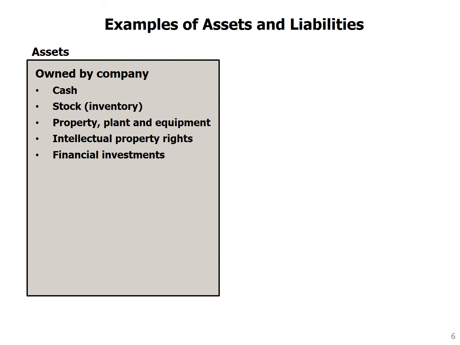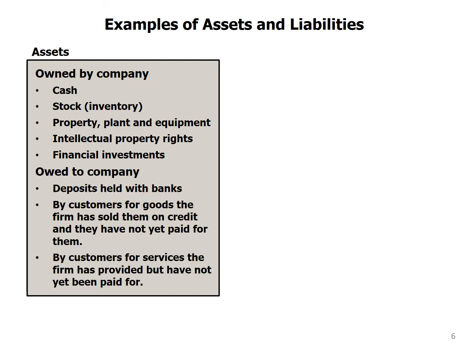Lastly, firms may hold long-term financial investments in the form of part ownership of the shares or bonds of other firms. Also treated as assets are amounts owed by other companies to the company. These can include deposits that the company holds with banks, but also amounts from customers for goods that the firm has sold them on credit and they have not yet paid for, and for services that the firm has provided but has not yet been paid for. Amounts owed to the firm are also considered to be assets.